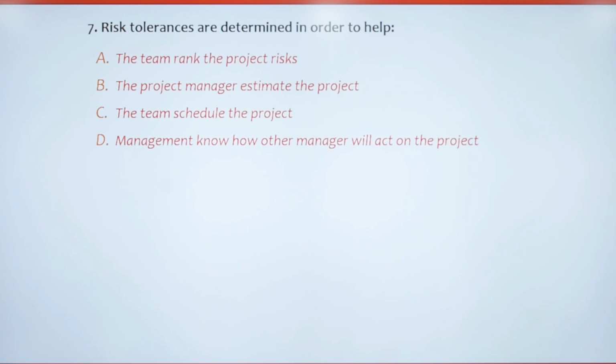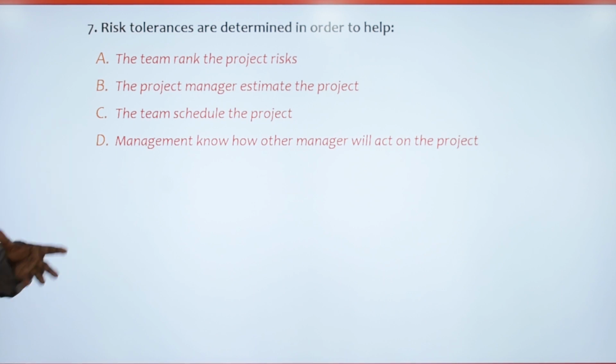Question number 7. Risk tolerances are determined in order to help the project team rank the project list. Option B, the project manager estimate the project. Option C, the team schedule the project. Option D, management know how other managers will act on the project.